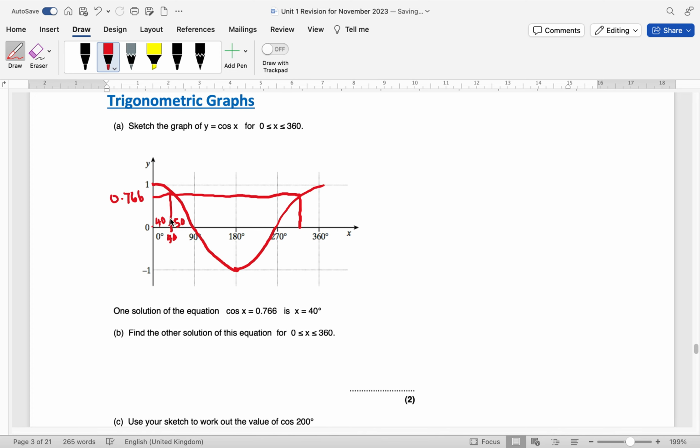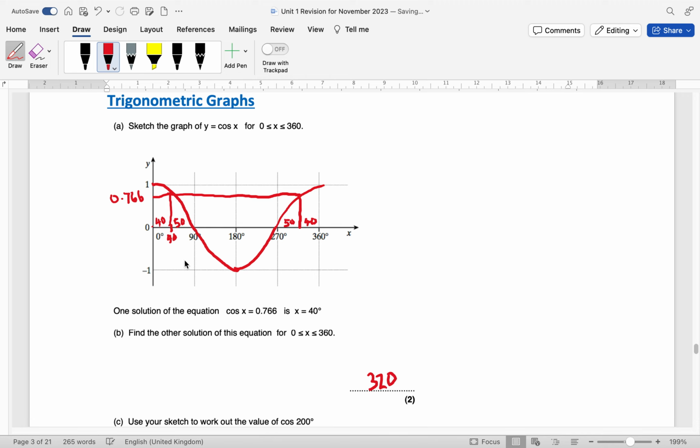It would go 40, 50. In this section, it would be 50, 40. In this section, it would be 40, 50. And in this section, it would be 50, 40. So it's kind of like the mirror of what has happened here. 40, 50 over here, and then 50, 40 over here. So the other answer to this is 320.